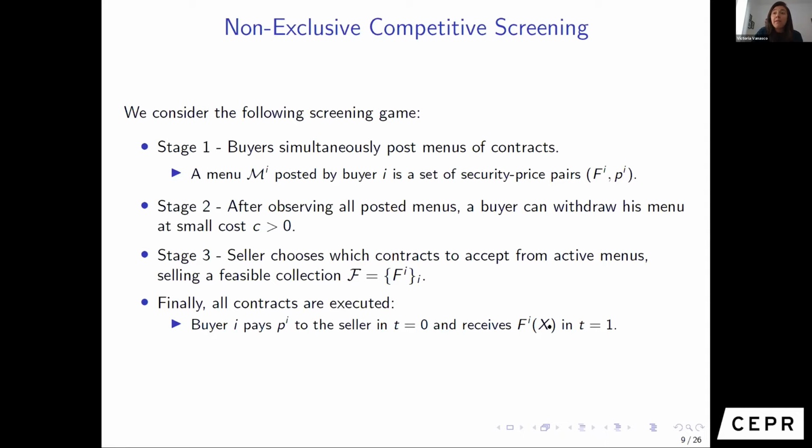I'll come back to this as stage two. So this is a relatively standard screening game. We have added this stage two to ensure existence, and I'll come back to this. But what's important here is that the buyer posts menus, all the securities and the prices that he's willing to buy. At this stage, the buyers can choose to withdraw menus if they find them unprofitable, if they will make losses with these menus. And then the seller chooses which contracts to accept. In the non-exclusive setting, she can accept contracts from multiple buyers.